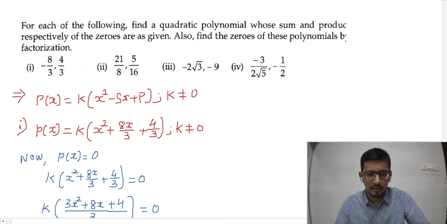So what we studied in the last video, we did this one example to find the quadratic polynomial when the sum of roots or zeros and the products are given. Okay, so example number 2 and 4 you can try it yourself. I will explain one more example, number 3. What they're telling: the sum of roots is minus 2 root 3 and the product is given as minus 9.